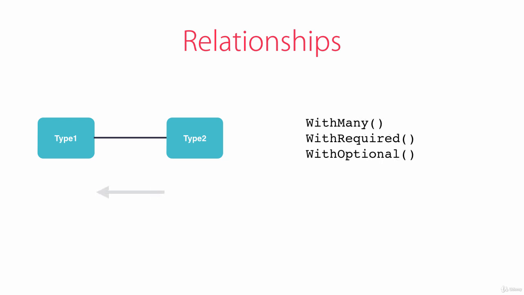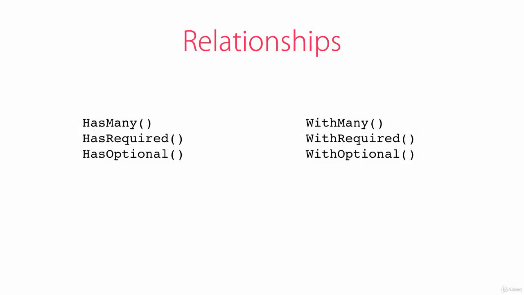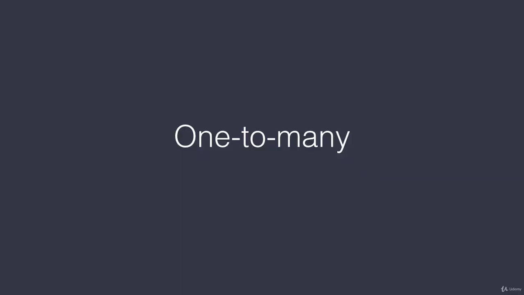Now we need to configure the reverse direction. So from type 2 to type 1. And again, based on the multiplicity of the other end of the relationship, we call one of the methods on the right side: WithMany, WithRequired, or WithOptional. So to recap, we start with one of the methods on the left, and then we configure the reverse direction with one of the methods on the right side. Now let's take a look at some examples.